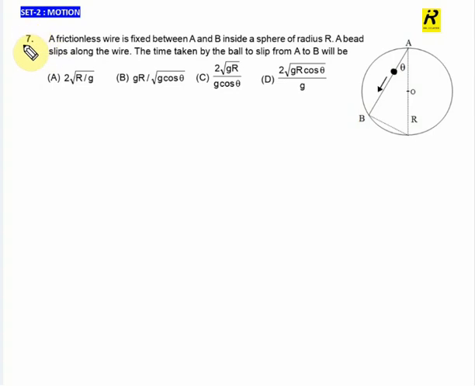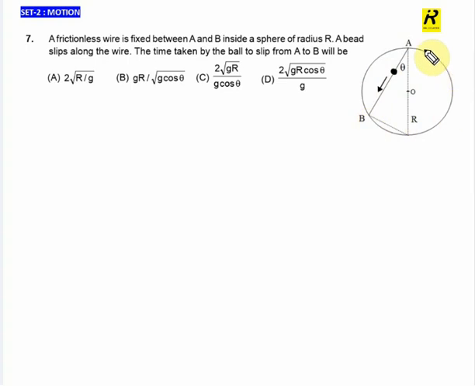Here is our seventh question. A frictionless wire is fixed between A and B inside a sphere of radius r. A bead slips along the wire. The time taken by the ball to slip from A to B will be.